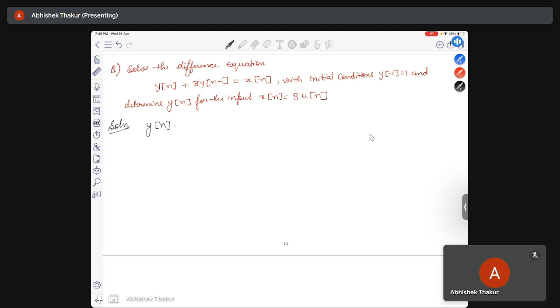So y(n) plus 3 y(n minus 1) is given as x(n), where x(n) is equal to 8 u(n). And also it is given that y(-1) is equal to 1.